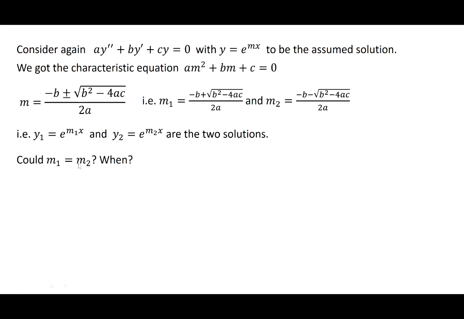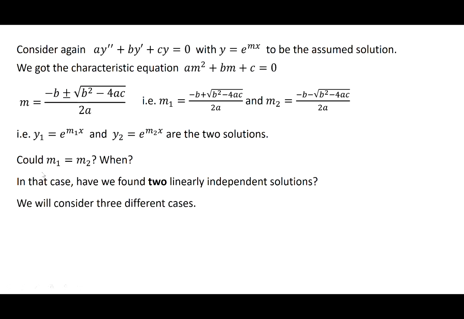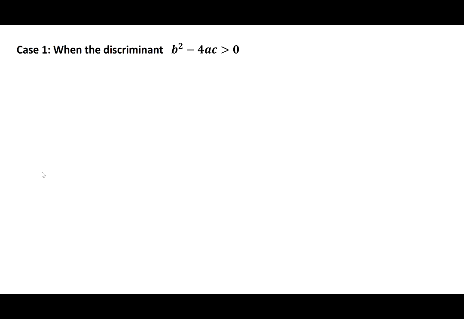Why do I care whether m1 equals m2? That is because if that were the case, then e to the m1x and e to the m2x are not linearly independent. So you couldn't really claim that you have found two solutions. That's the idea. Have we found two linearly independent solutions? If the answer is no, that's why we have to do three different cases and solve this problem.